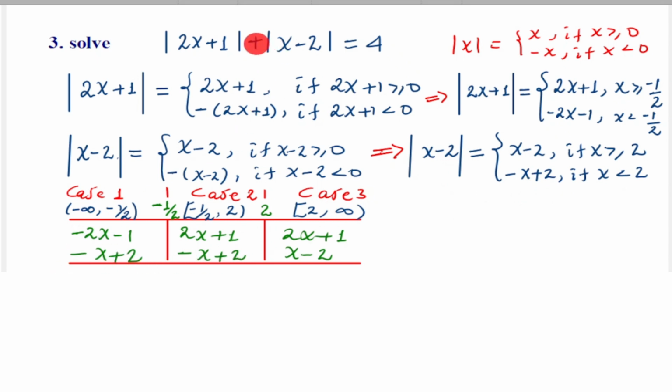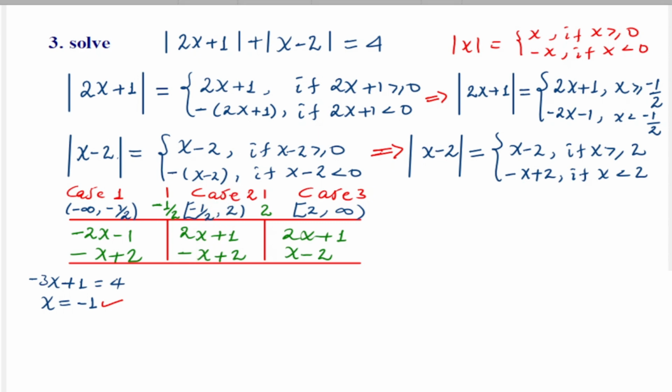For case 1, simply we add. Here is addition. The absolute value of 2x plus 1 is minus 2x minus 1, and the absolute value of x minus 2 is minus x plus 2. Simply we add this and make it equal to 4. So when we add, minus 3x plus 1 is equal to 4. When we bring 1 to the right, we get 4 minus 1. Then divide by minus 3, we get x is equal to minus 1. Since this minus 1 is an element of this interval, minus 1 is a solution.